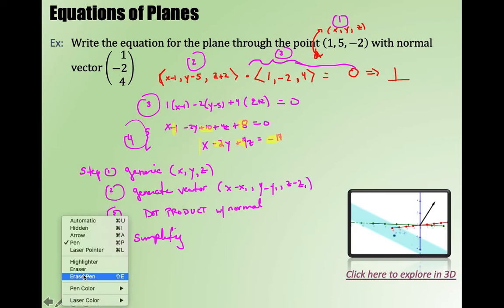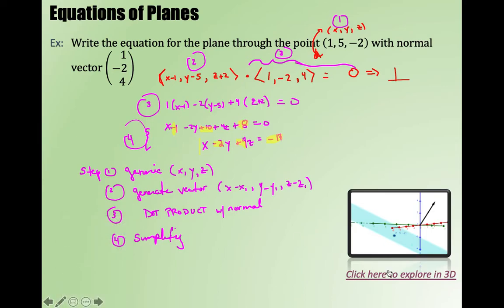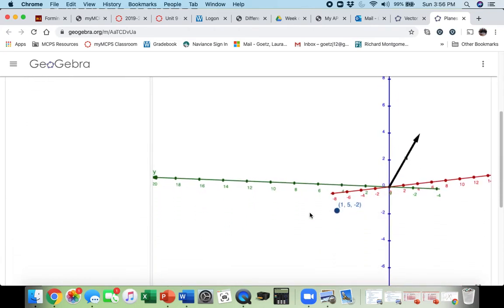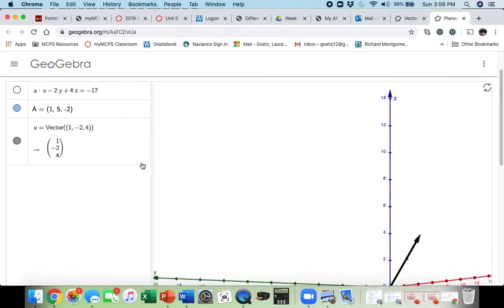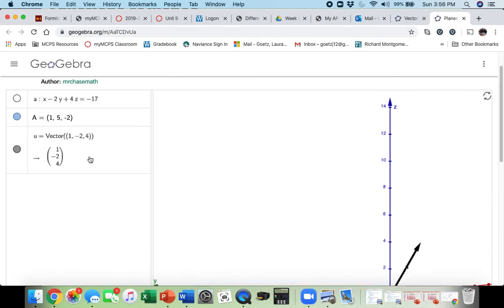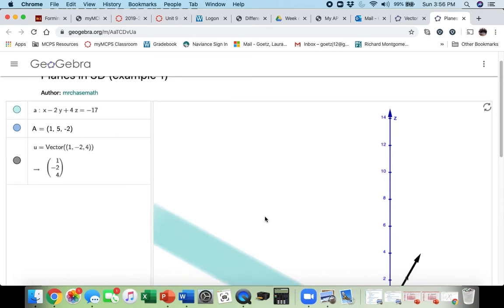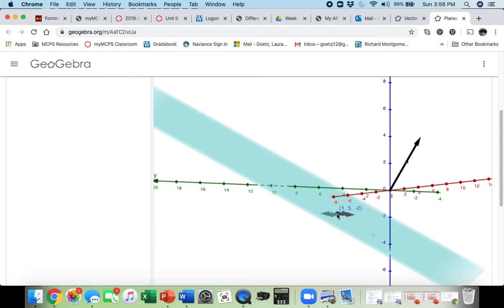Let's take a look at this. Right, so right now I just have the point floating in space here, 1, 5, -2, right? And this is the vector I was given, right? Just goes right out from the origin, the vector 1, -2, 4. And here's the plane that we found. I'm going to turn the plane on, and now you can see that certainly our point is in the plane, and that this is my vector.